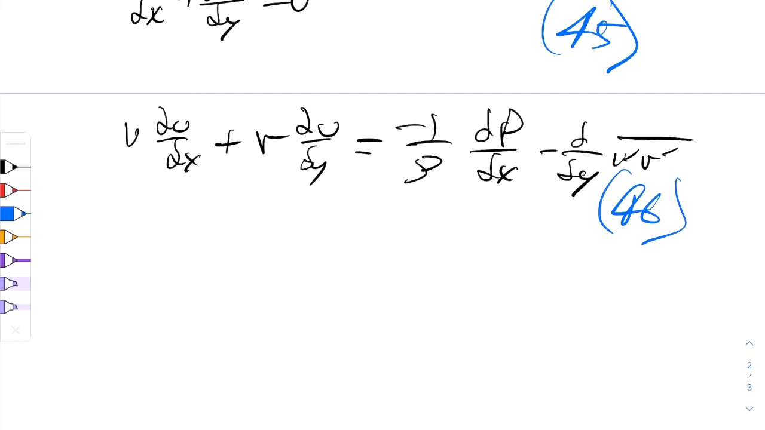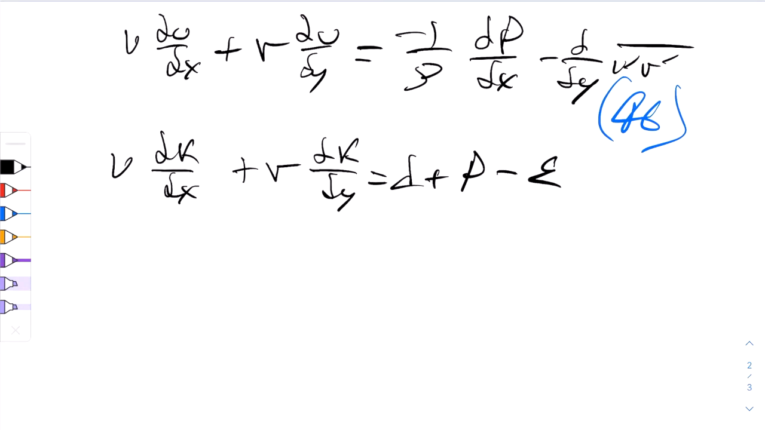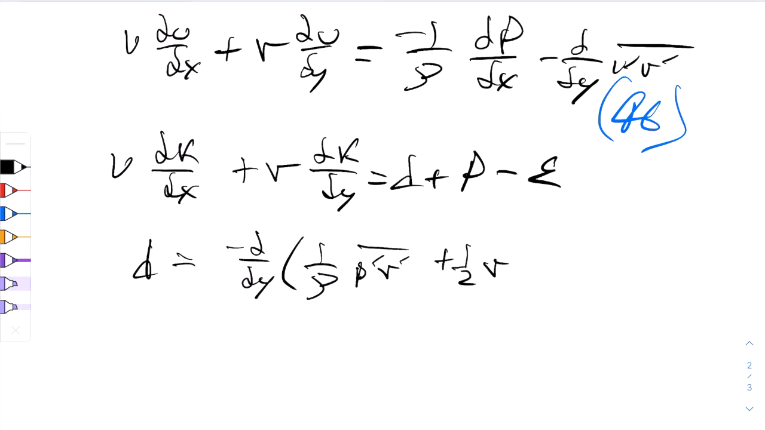Oh, and we need one more equation for, of course, the turbulent kinetic energy, right? Because it's a one-equation model. So we'll have u partial k partial x, where k is turbulent kinetic energy, plus v partial k partial y is D plus P minus epsilon. And of course, we need to define D, which is negative partial y of 1 over rho p prime v prime bar plus 1/2 v prime of u prime squared plus v prime squared plus w prime squared. And this is all correlated.